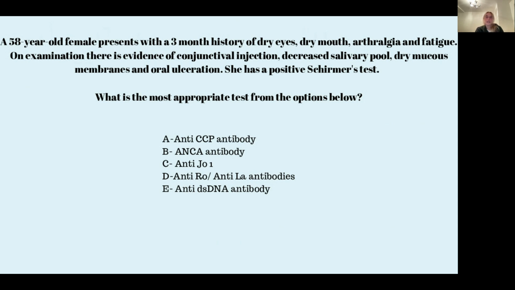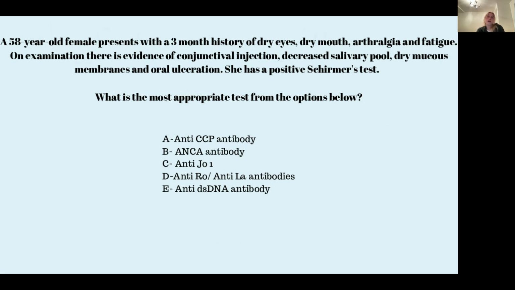So we know that anti-CCP antibodies are for rheumatoid arthritis. Do we think that this presentation fits with rheumatoid arthritis? Yeah, D is correct, so no. And then ANCA antibodies, like I said earlier, are to do with vasculitides, and this description of her presentation doesn't fit with that. Anti-Jo1 would be thinking dermatomyositis or polymyositis, but she's got no muscle weakness and she's got no skin involvement really. And then your anti-Ro and anti-La are Sjögren's.